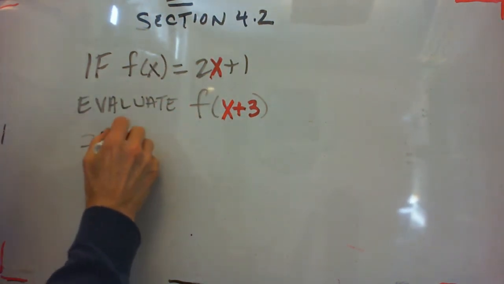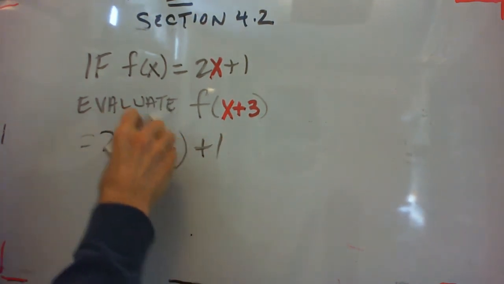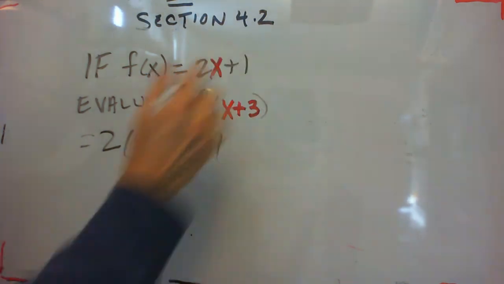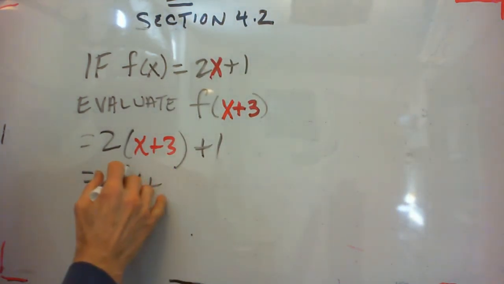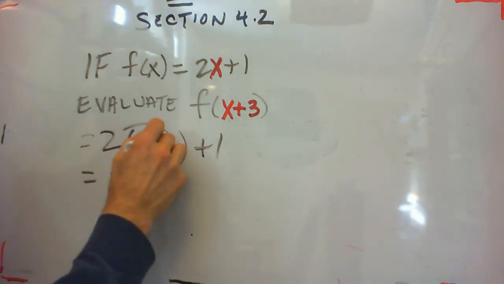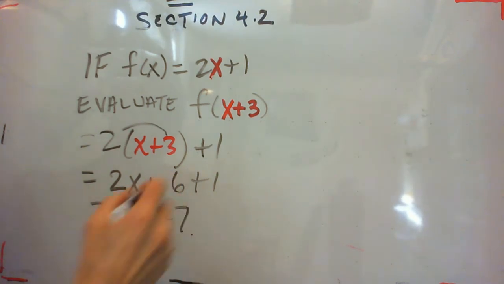So we get 2 times that x plus 3 input value, and then add it to 1. Then we can multiply out with the distributive property. 2x plus 2 times 3 is 6, plus 1, and that simplifies to 2x plus 7.